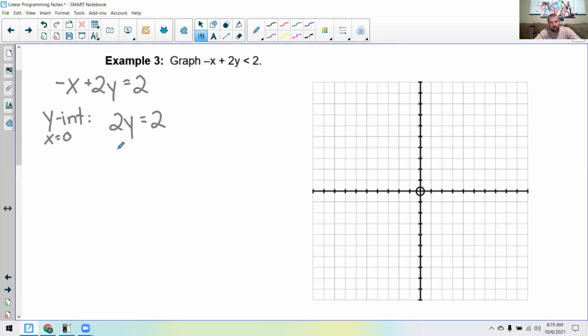Dividing by 2, I get y equals 1. So when x is 0, y is 1. So I get the coordinate 0, 1. 0, 1, we're going to go right there.